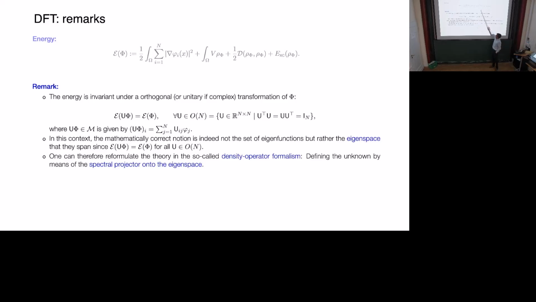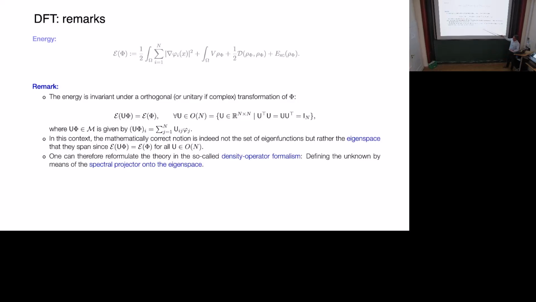This is a very important remark. So you have here this vector of H1 functions. Yeah? So you now take a unitary orthogonal matrix and you mix these n functions with elements of this matrix. And you define a new vector of n functions. You plug it in the energy, you get the same energy. That means the energy is invariant under unitary transformation of your state. Okay? So it's very important.